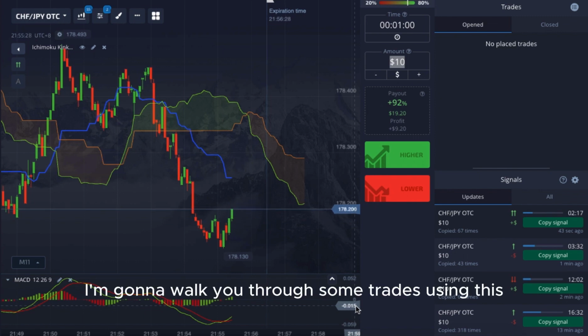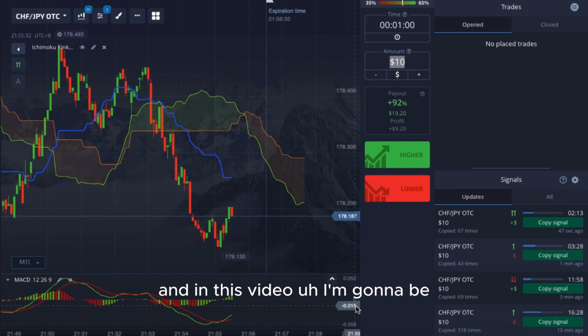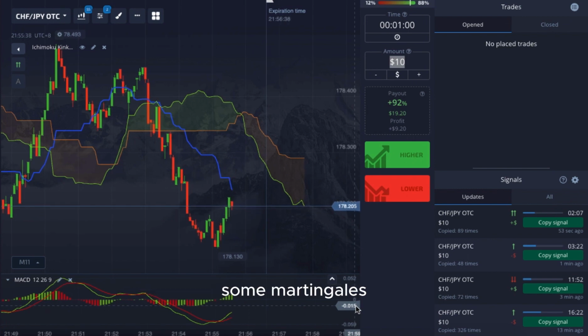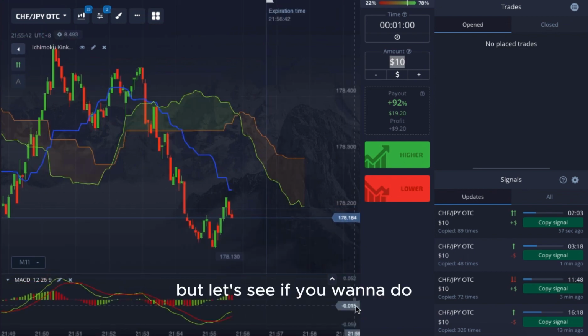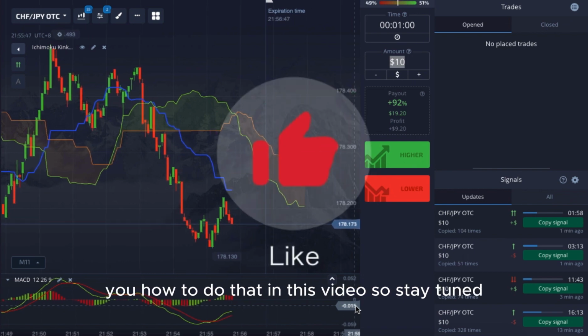I'll walk you through some trades using this 1-minute Ichimoku Cloud strategy. In this video, I'm going to be covering trade management using some martingales. Yes, it is a high accuracy strategy, but let's say you want to do martingales with this, I'm going to be showing you how to do that in this video, so stay tuned.